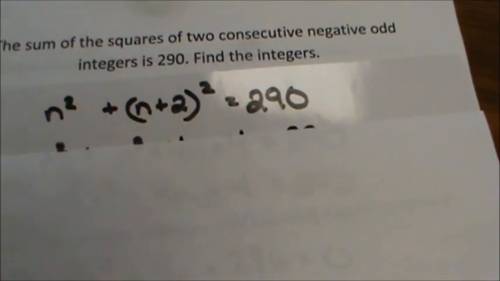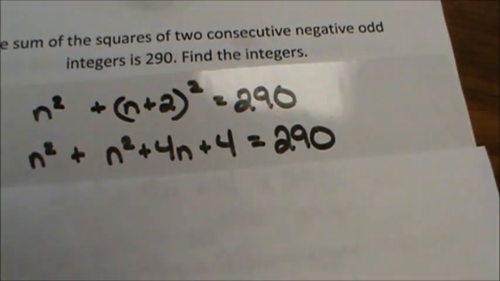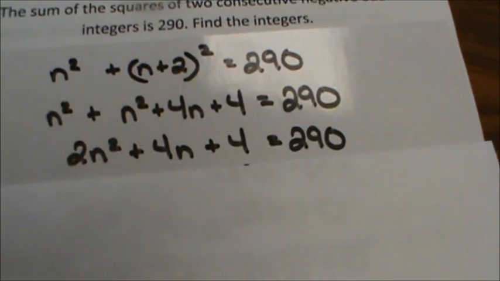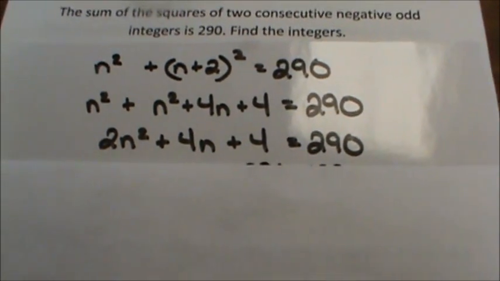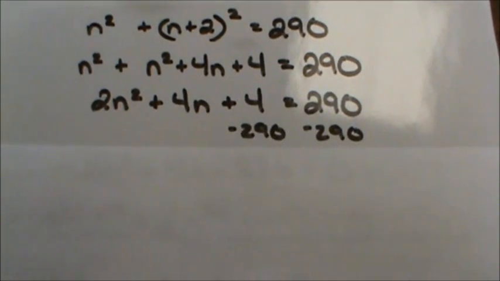Well, the first thing you need to do is FOIL this out. I need to get all these terms out there, so I multiplied it out. Then I combined like terms on the left side of the equation. I have something squared, so I need to factor to solve it. That means my first step is to get one side equal to 0. So I subtracted 290 from both sides and got this equation.